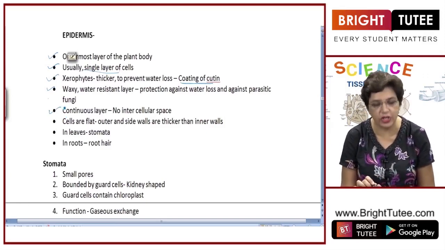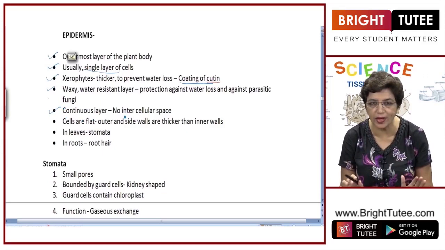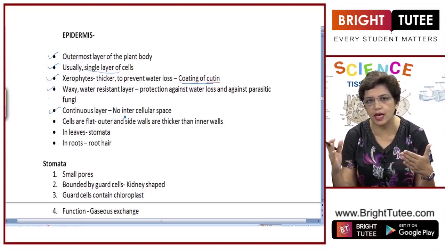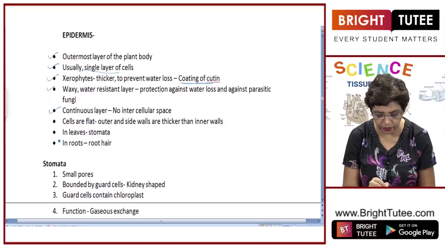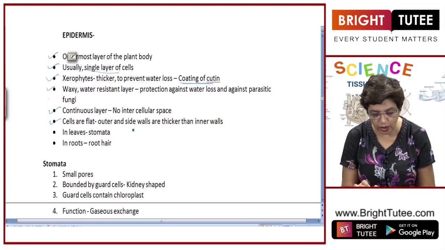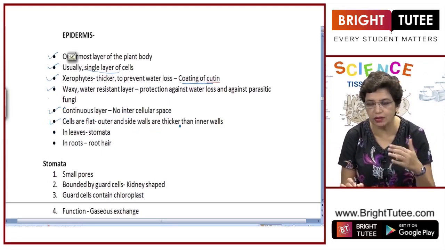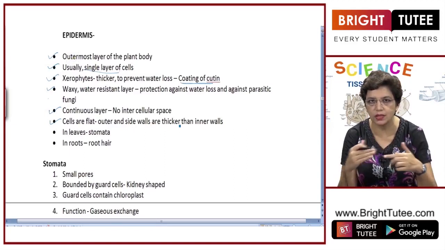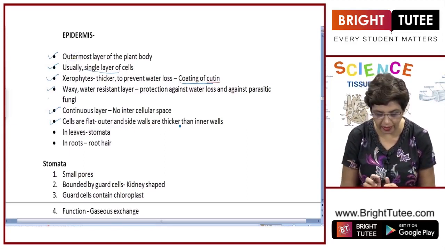Then the next feature is that it is a continuous layer. There is no intercellular space. All the cells are joined one after the other. The cells are flat. Outer and side walls are usually thicker than the inner walls. So outer walls are thicker to become more protective.